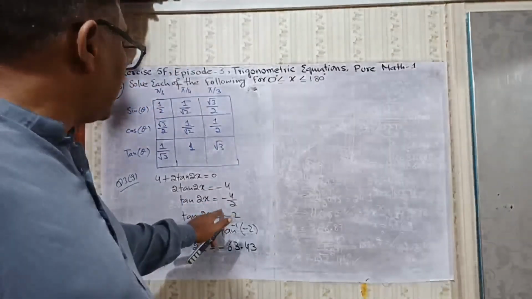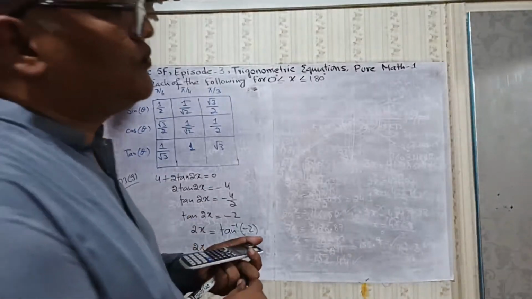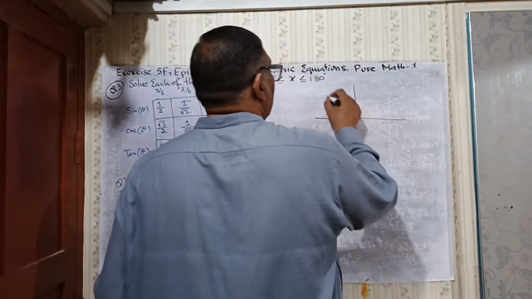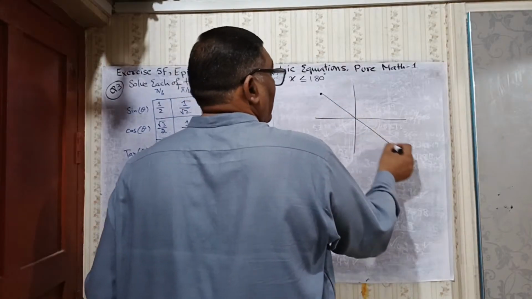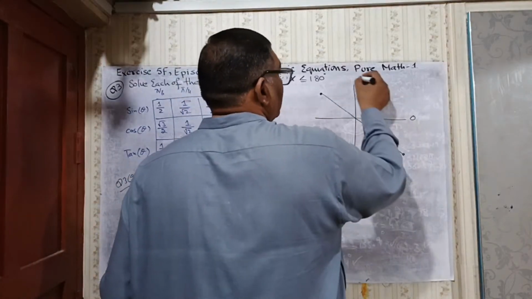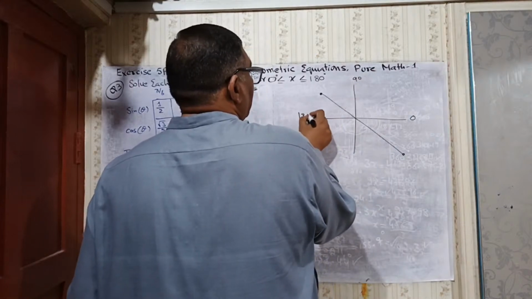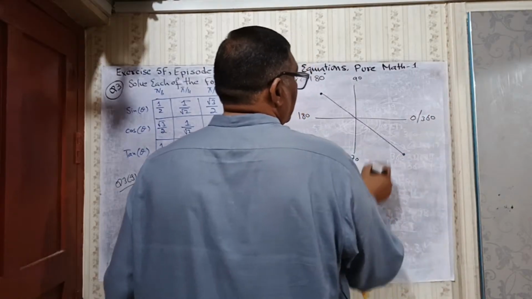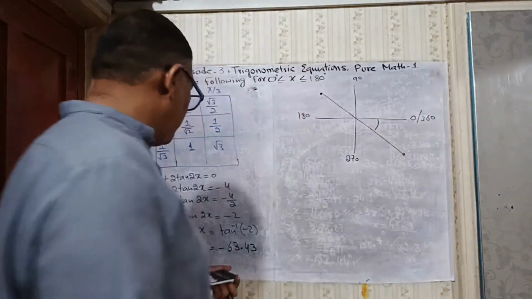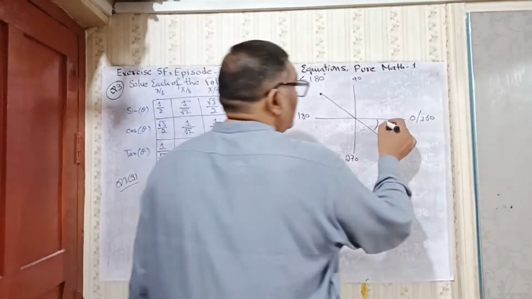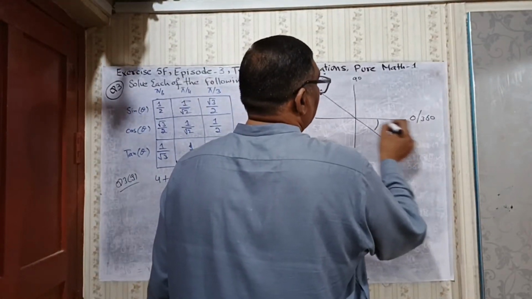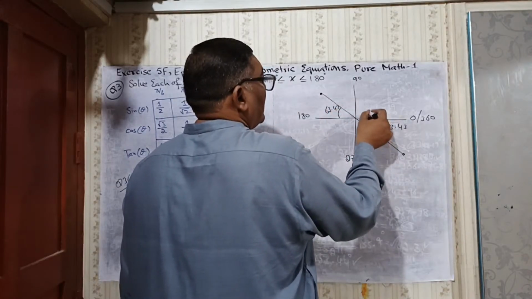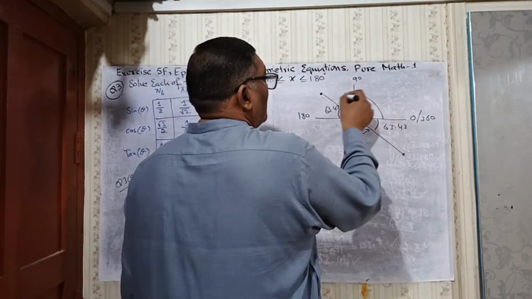You know that the tan is negative in two places. In the second quadrant, the tan is negative, and in the fourth quadrant, the tan is negative. This is 0, this is 90, this is 180, this is 270, and this is 360. The base angle, they told us, is 63.43. So the same base angle will be here. So how much is this angle?